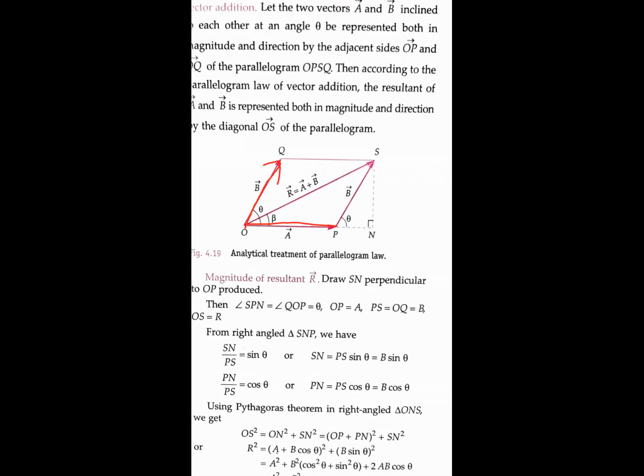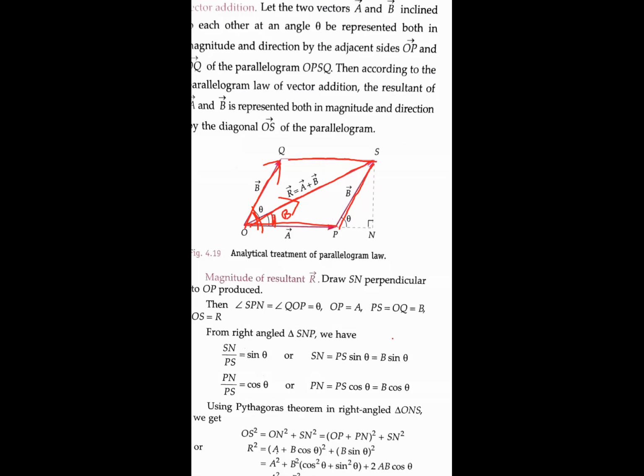Right? Now what we are going to do? We are going to complete the parallelogram. By drawing the side PS and the side QS, and then we will draw the diagonal. Now, the angle between vector A and vector B is theta, right? And R is our resultant vector. The angle between the resultant vector and vector A is beta. Yes, children? Okay.